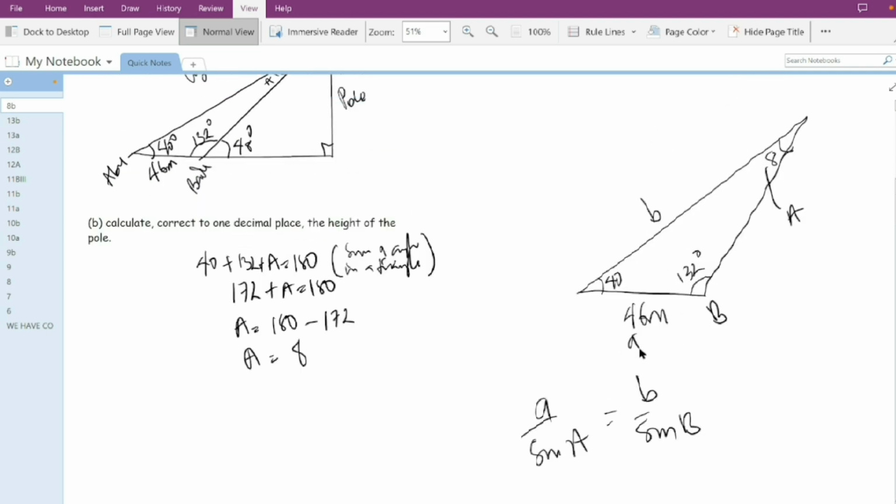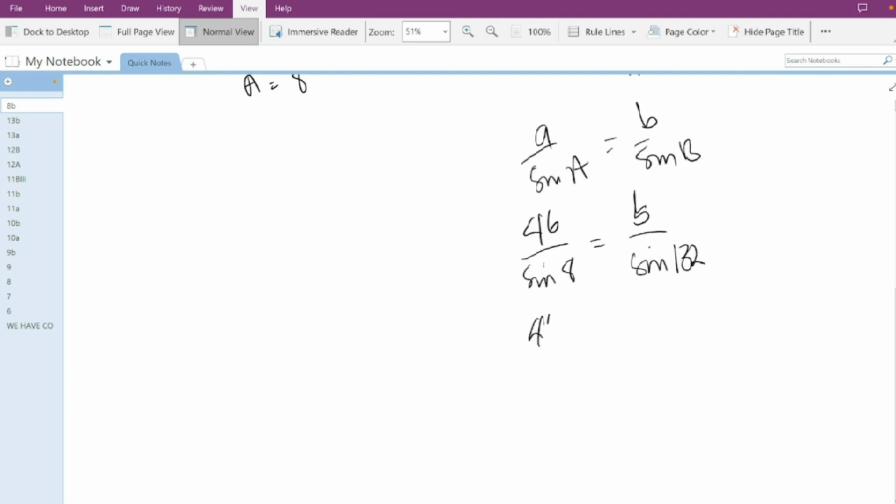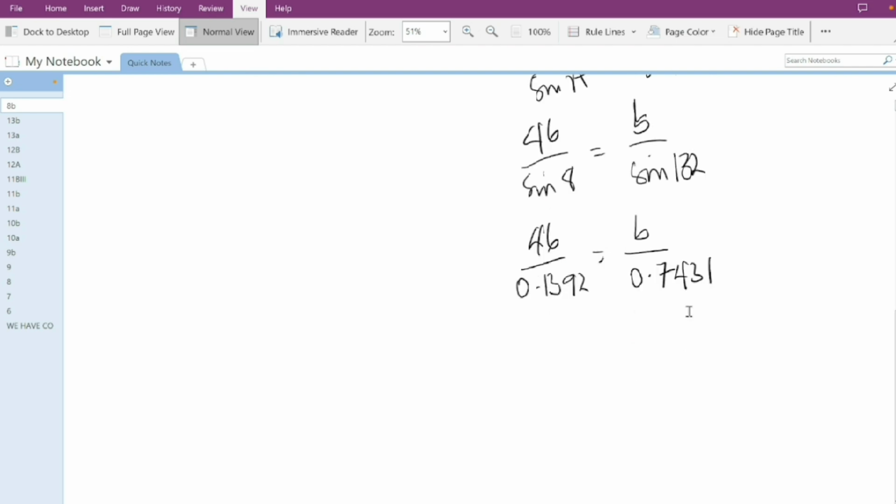Now we know our small a is 46 meters, our big A is 8 degrees, that's the angle. Then our big B, which is the angle, is 132 degrees, and our small b, which is the line, is unknown, which we're looking for. So we use that in solving. We have 46 over sine 8 degrees equals b over sine 132. 46 over sine 8 is 0.1392 equals b over sine 132, which our calculator gives as 0.7431. At this point we cross multiply.